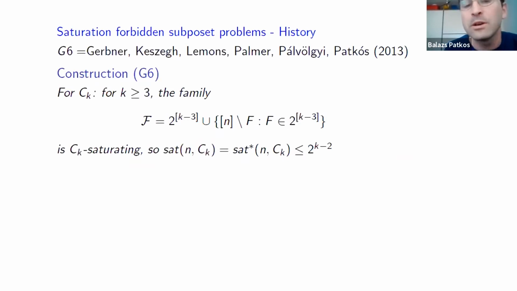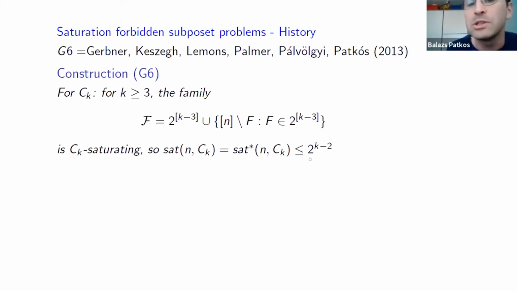And what we observed is that here's a family. The underlying set will be just the integers 1 through n. And what we do here is take all the subsets of the first k-3 elements and all their complements. And this is saturating for a chain of length k. And of course, again, there is no difference between the induced and the non-induced version.